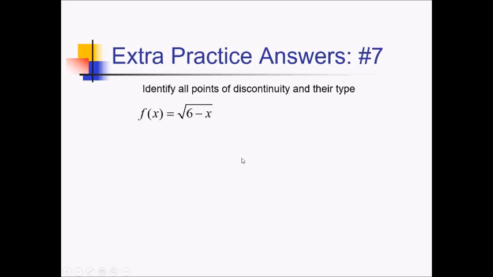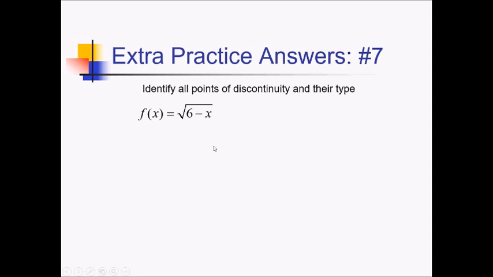For this problem, we're trying to find points of discontinuities and what type they are. Since this is a square root function, we have to be on guard against undefined areas, and those are going to occur wherever the thing inside the radical, the radicand, takes on a negative value. It's okay to take the square root of a zero or a positive, but taking the square root of a negative, that's a big no-no.